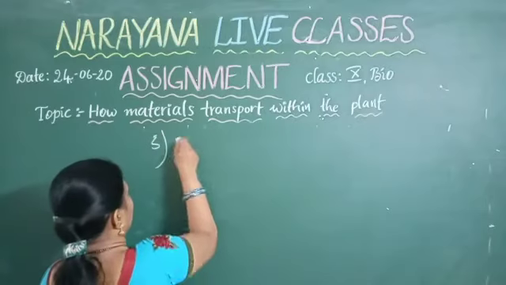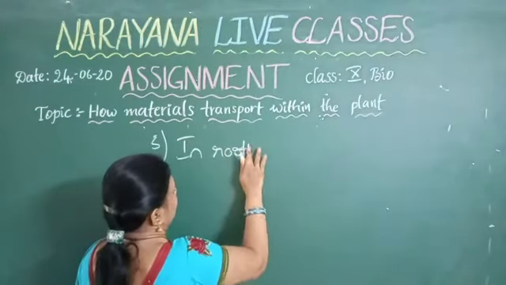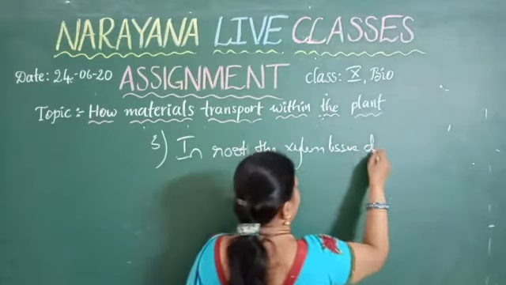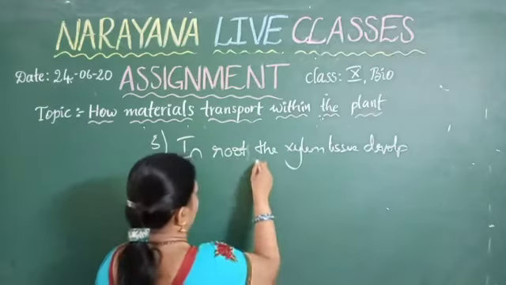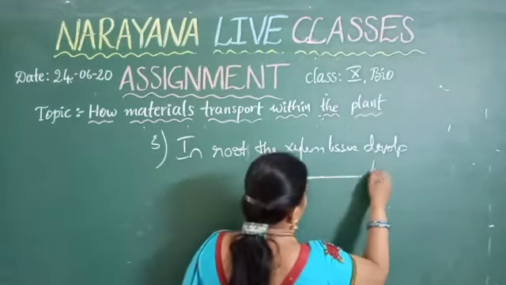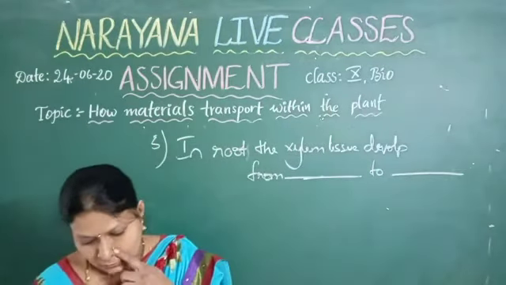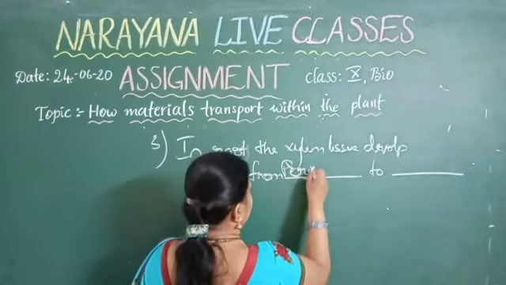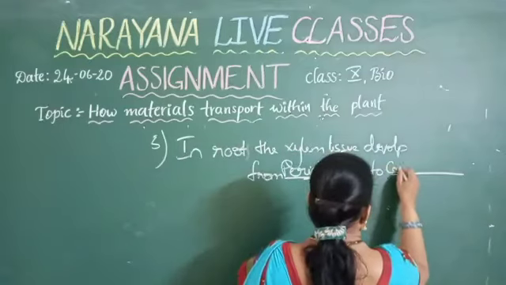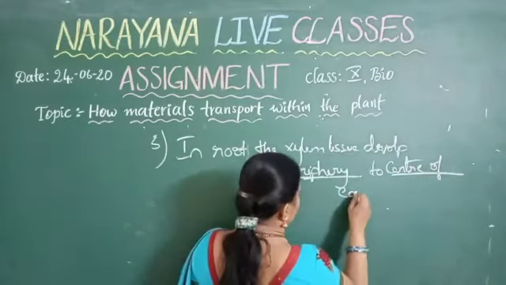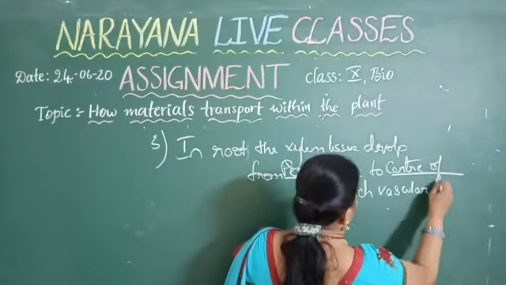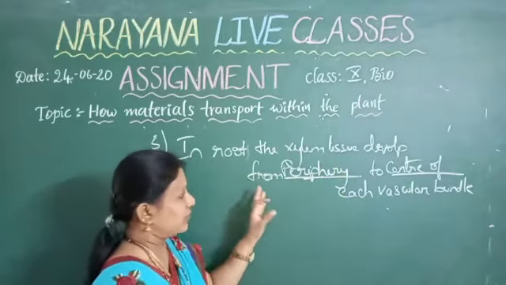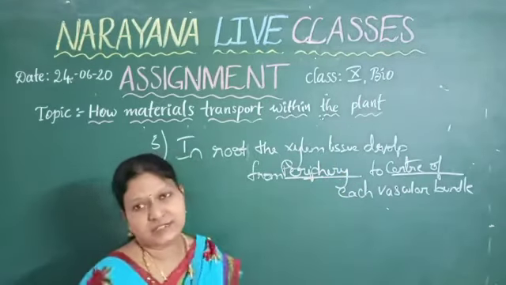In root, the xylem tissue develops from dash. So, in the root, the xylem tissue develops from periphery to center of each vascular bundle. Next one.